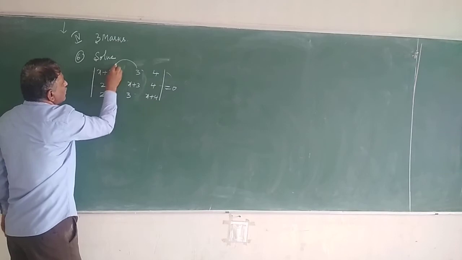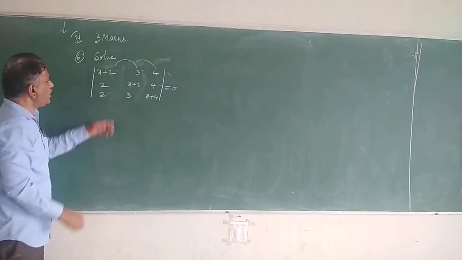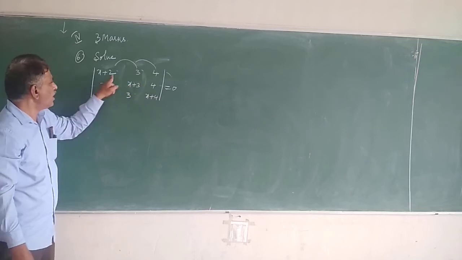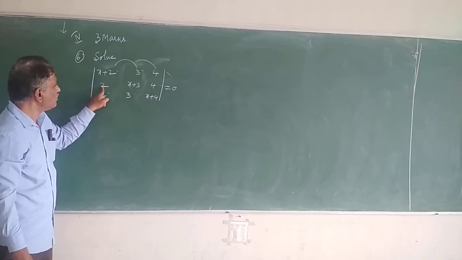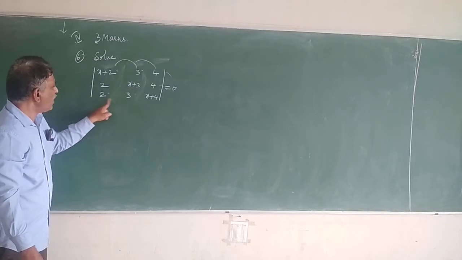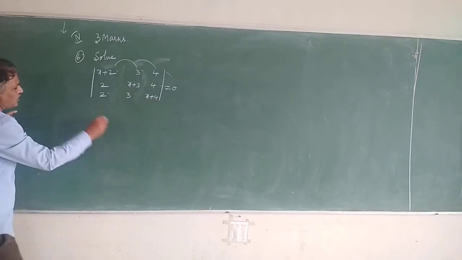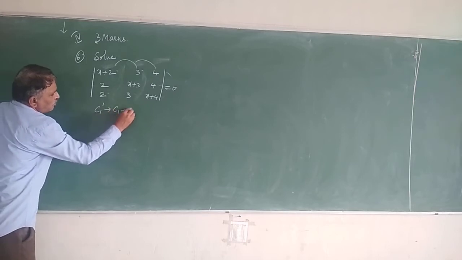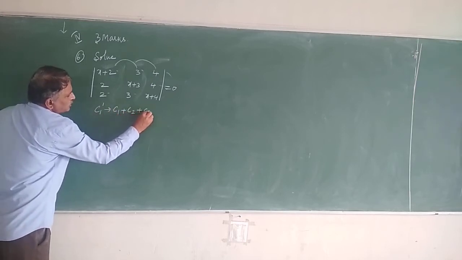If I add, how much do you get? x plus 2 plus 3 plus 4. 3 plus 2 is 5, plus 4, 9. Again if I add, I'll get 9. That means I need to change the first column to first column plus second column plus third column.